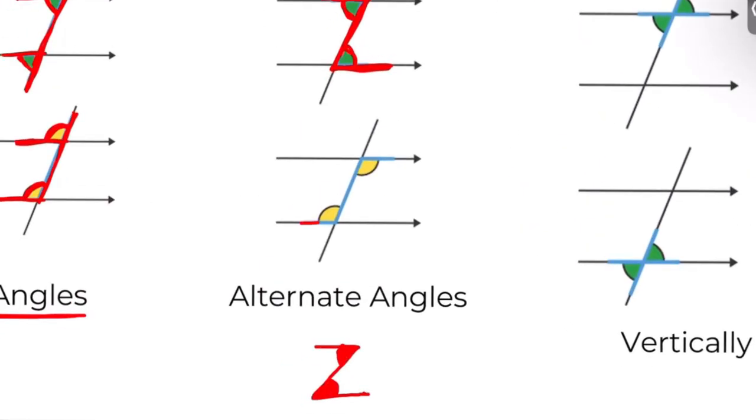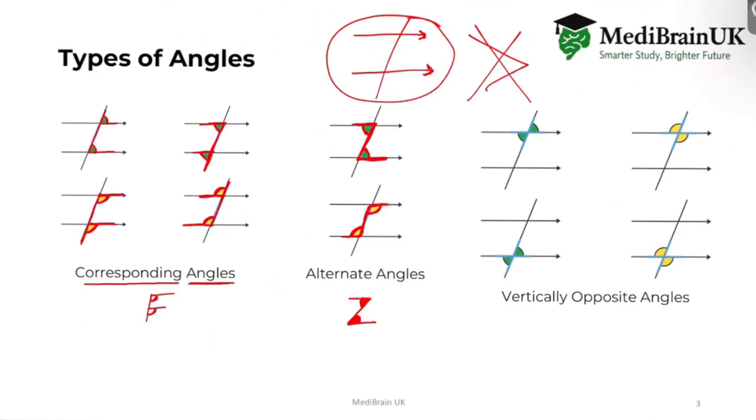Over here we have a back to front Z, still a Z, it's just back to front. And as you can see, the angles which are within the Z, this angle and this angle, both of them are equal. So that's what alternate angles are telling us. Corresponding angles are F angles. The angles within an F are going to be equal. Alternate angles are basically telling you to spot the Z, and the angles within the Z are going to be equal.